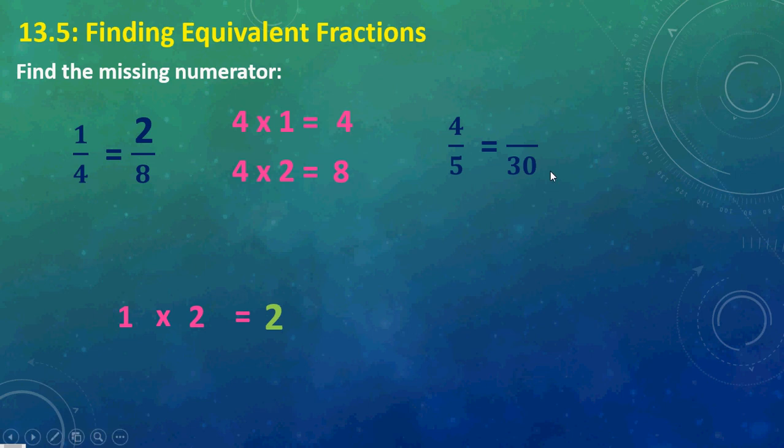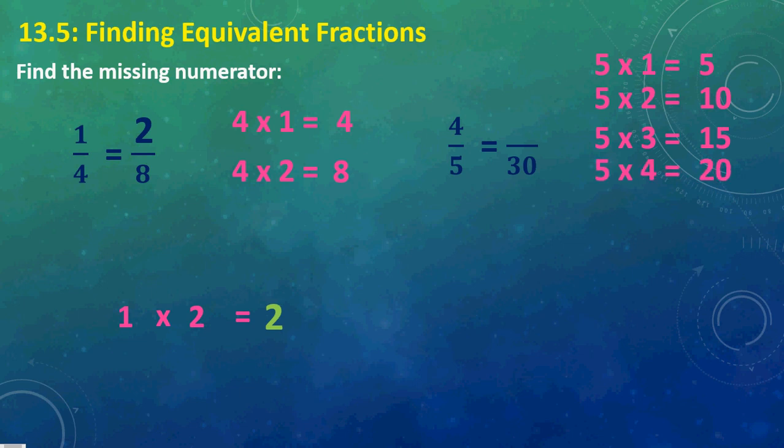I have 4 over 5 equals to something over 30. I need a number that multiplies times 5 gives me 30. Let's find it. 5 times 1 is 5. 5 times 2 it's 10. 5 times 3 it's 15. 5 times 4 it's 20. Todavía no. 5 times 5 it's 25. And 5 times 6 it's 30. Good job. We found the number.